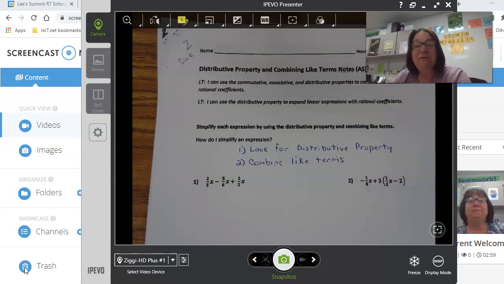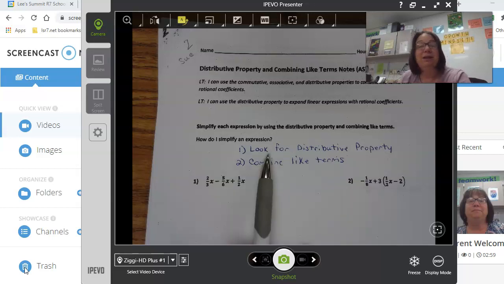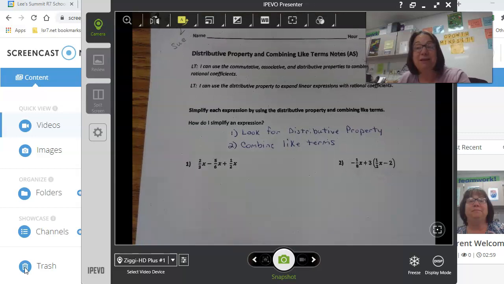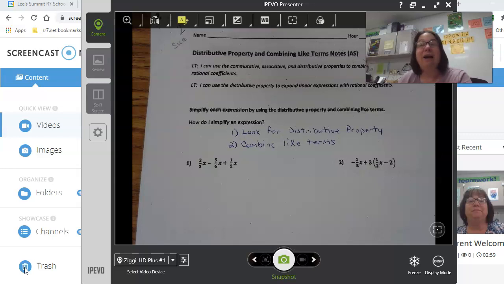So how do we simplify an expression? Two things. Get this written down, please. We look for the distributive property and distribute if necessary, and we combine like terms. Okay, we are not finding answers right now. All we're doing is simplifying an expression.